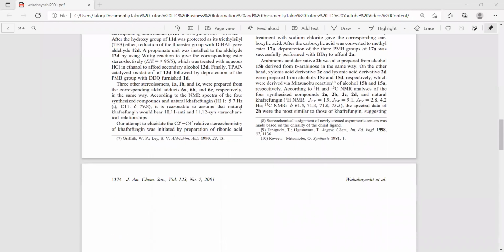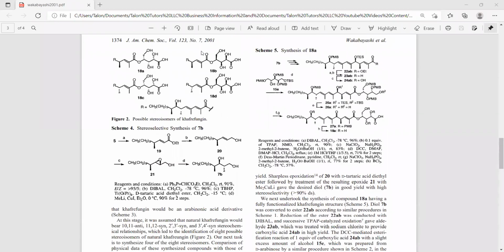And if we go down, we see this synthetic pathway continue. So starting from 5, the overall scheme is to make 7B. And this allows us to use this compound, subject it to NMR analysis, and then determine the stereocenters and use these essentially as controls to figure out the exact structure of our Khafrefungin.